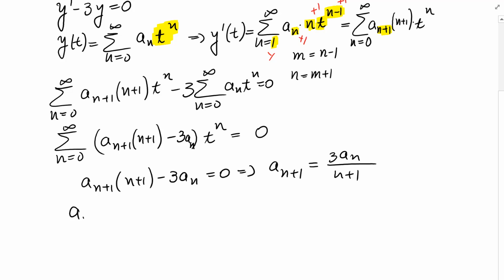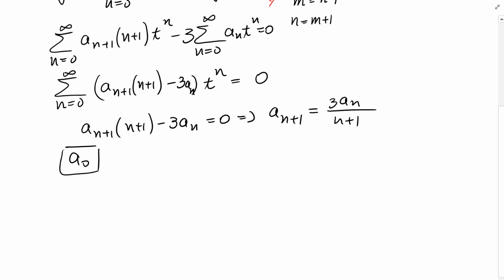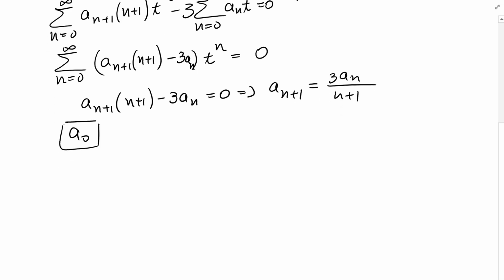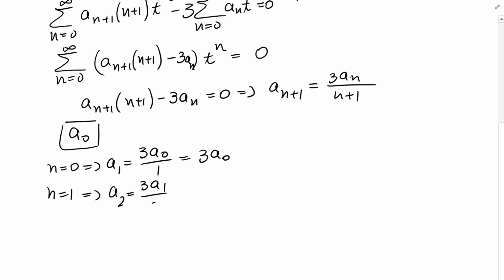So if we consider a sub 0 as our first term, I can start writing all the other ones in terms of a sub 0. If n equals 0, we get a sub 1 is 3a sub 0 over 1. So basically, a sub 1 is 3a sub 0. If n equals 1, we get a sub 2 is 3a sub 1 over 2. So if we rewrite a sub 1 in terms of a sub 0, we get 3 times 3a sub 0 over 2, which is 9 a sub 0 over 2.